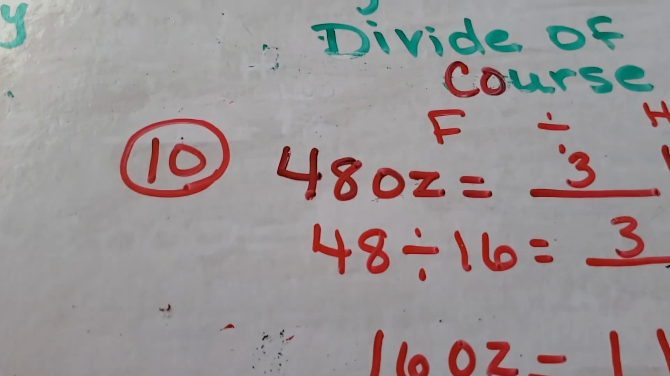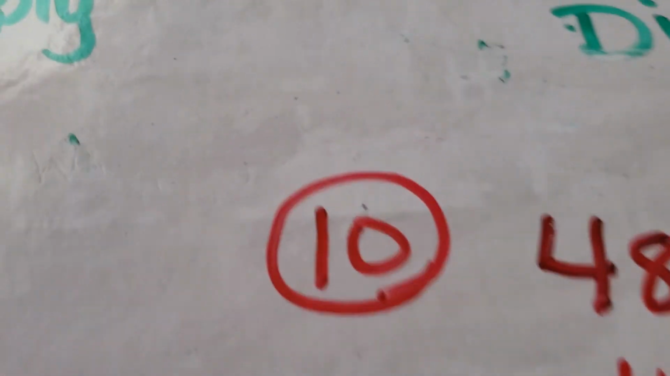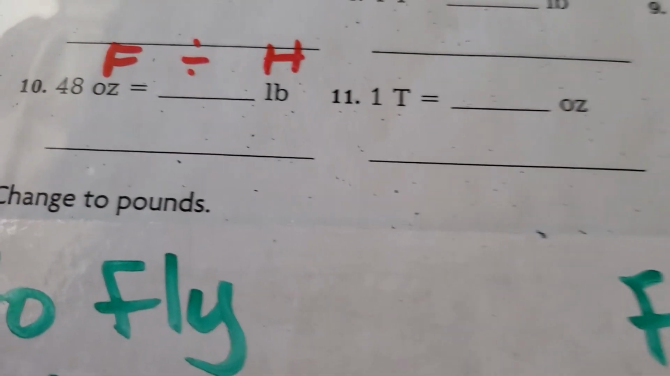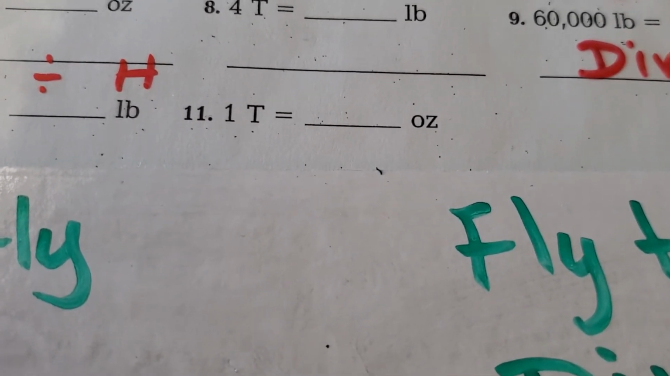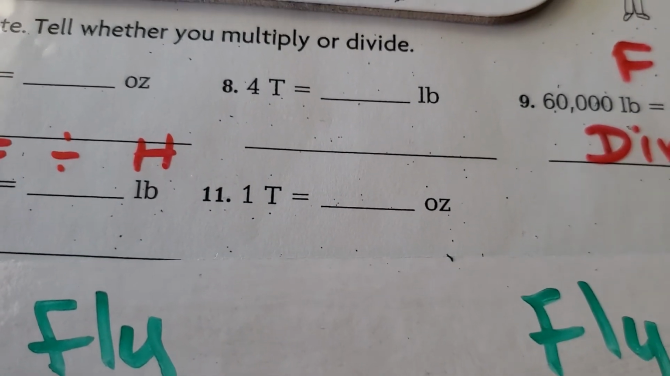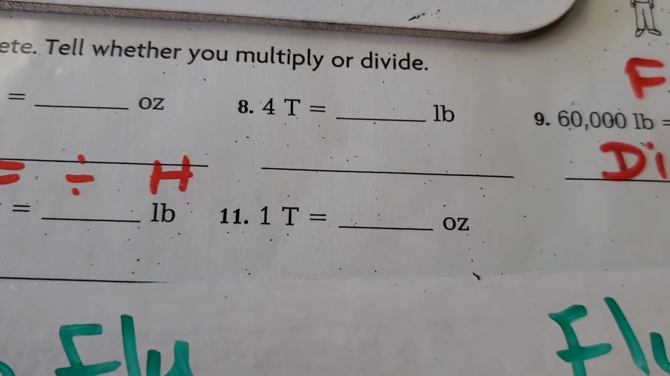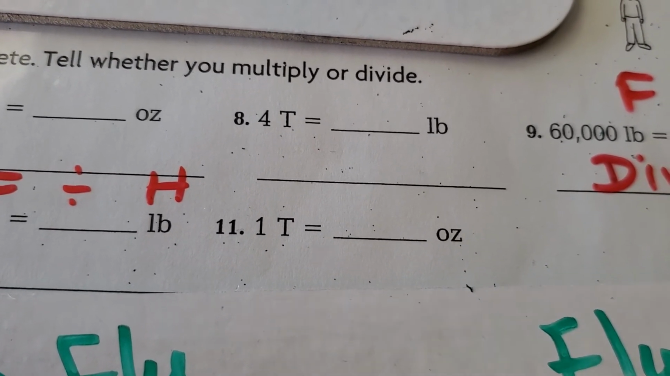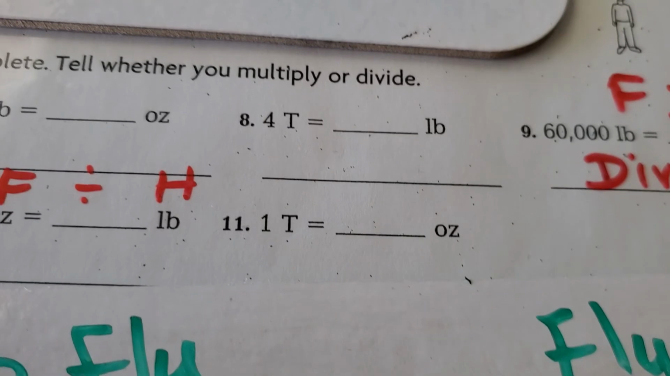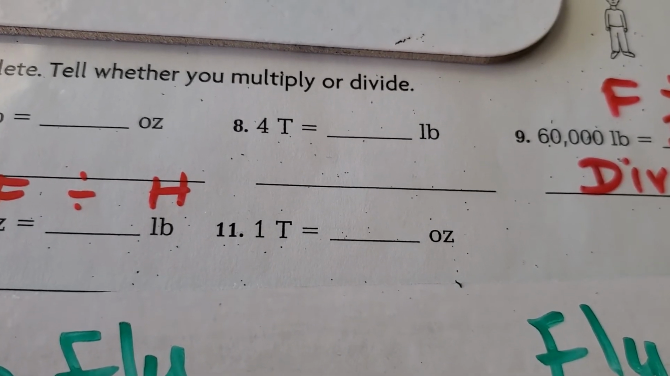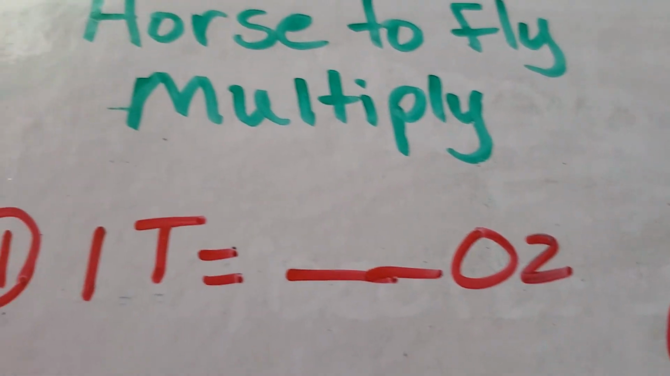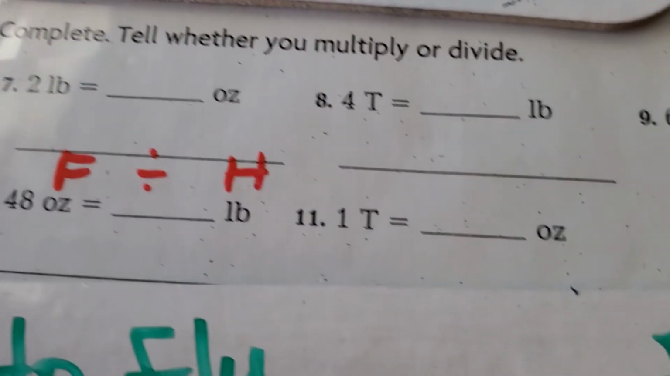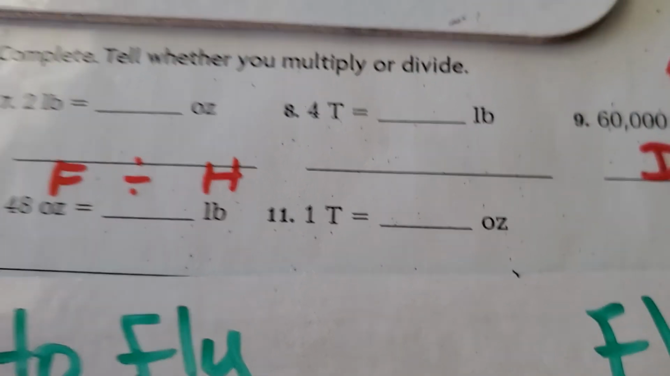Let's look at problem number 11. Problem number 11 on our paper. 1 ton is equal to how many ounces? Wow, 1 ton is equal to how many ounces? Okay, I'm writing it on my board. 1 ton is equal to how many ounces?